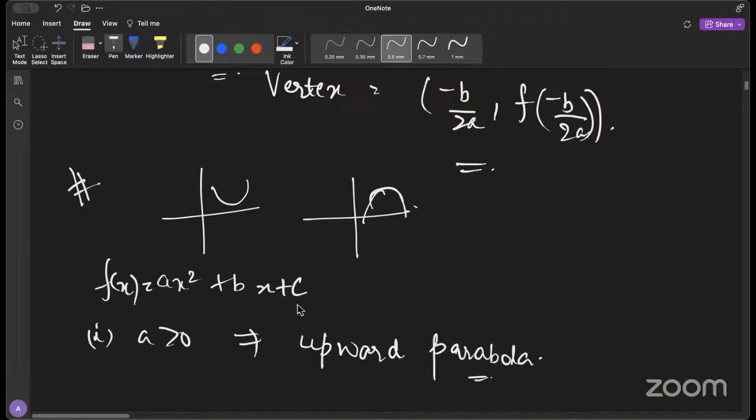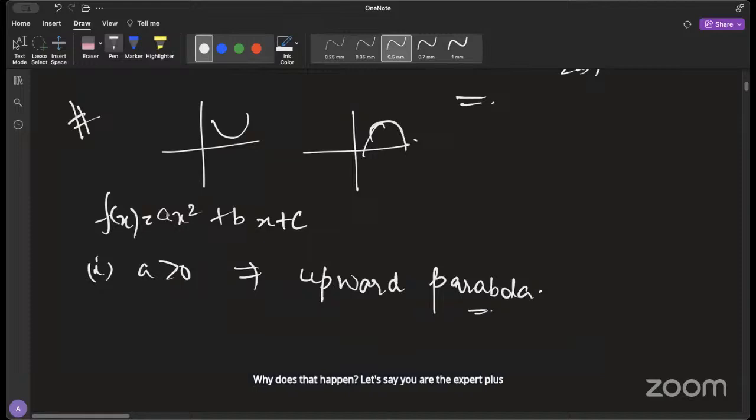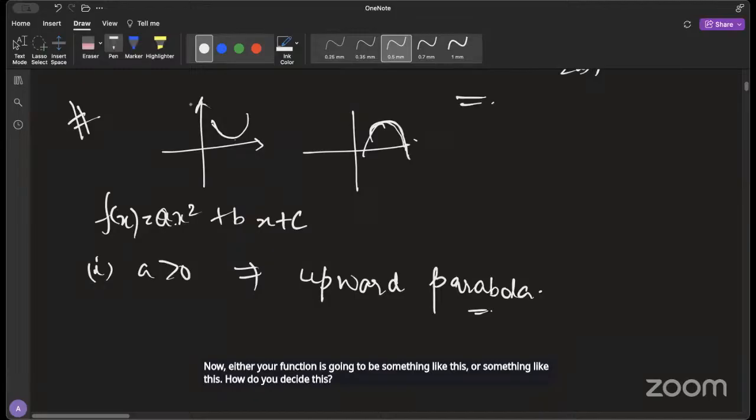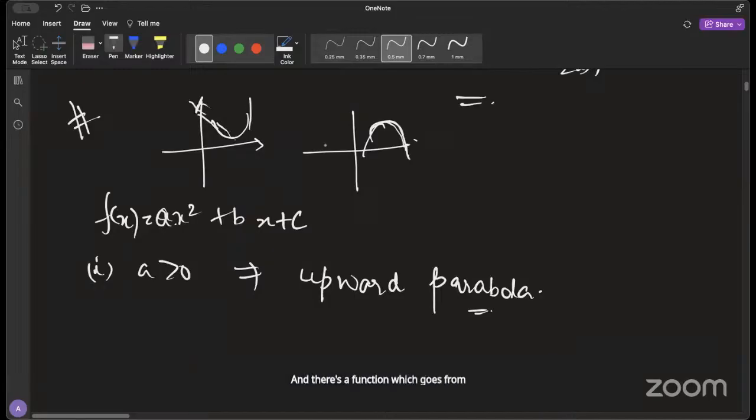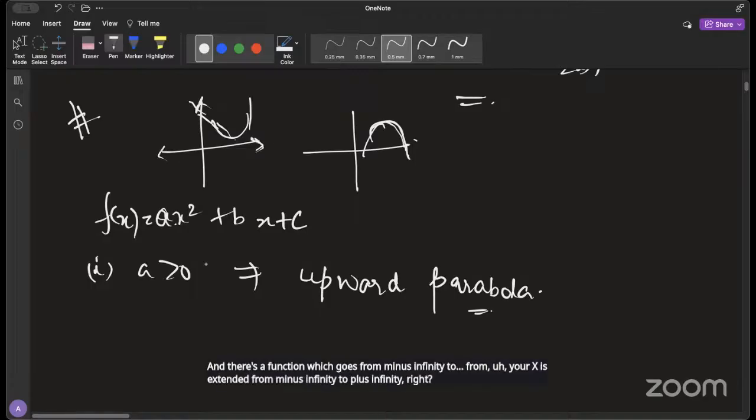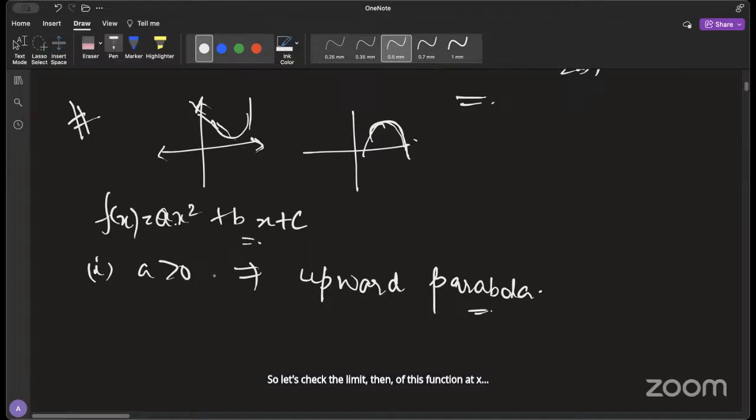Why does that happen? Let's say you have ax squared plus bx plus c, right? Now either your function is going to be something like this or something like this. How do you decide this? This is a function where x extends from minus infinity to plus infinity, right? So let's check the limit of this function when x goes to infinity.